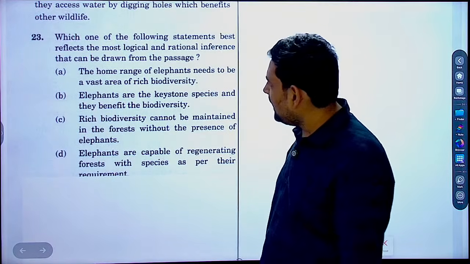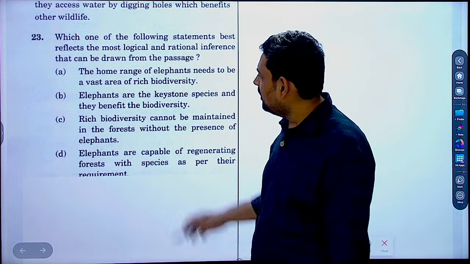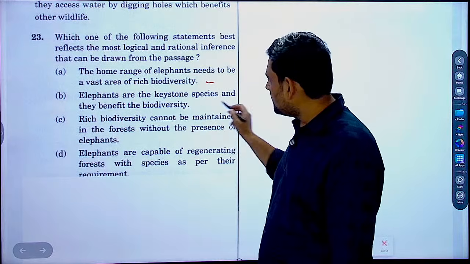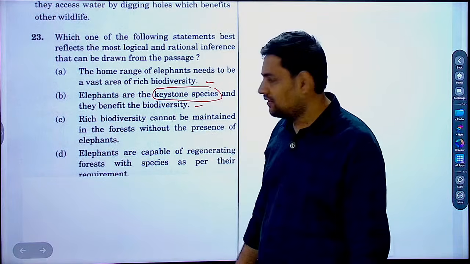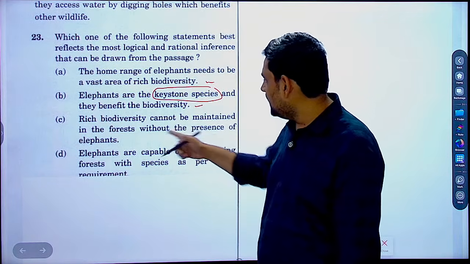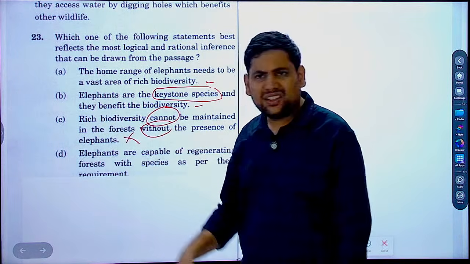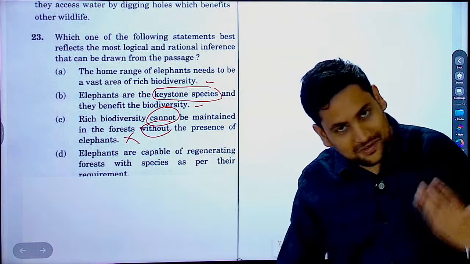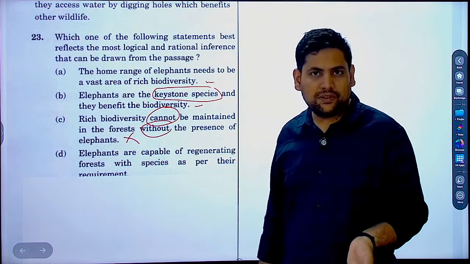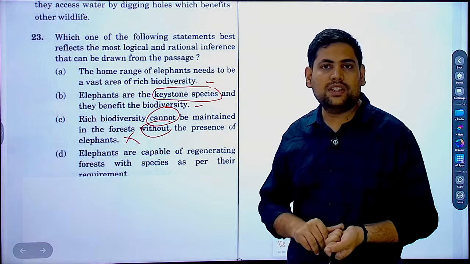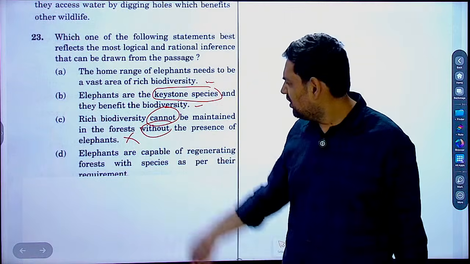So this is about elephants. The home range of elephants needs to be a vast area of rich biodiversity. Elephants are keystone species and they benefit the biodiversity. Then, rich biodiversity cannot be maintained in the forest without the presence of elephants. I think this is too extreme. In fact, there are many forests in India which have very rich biodiversity and don't have elephants. If you have read about elephant corridors, you know only limited states have elephants in India. It does not mean that they cannot have rich biodiversity. So this is an extreme statement, wrong.